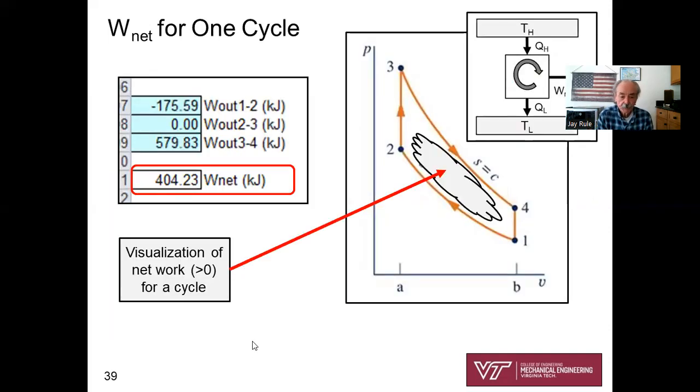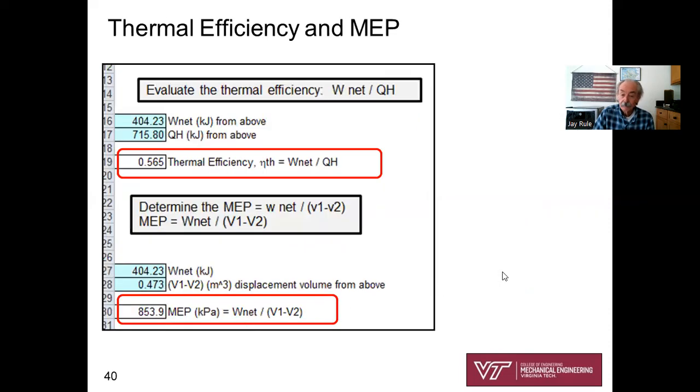Now we're back to the tried and true definition. We're visualizing the net work. The net work is the area within this cycle, just like you covered 4 or 5 weeks ago. The net work, we add up all the works. In this case, there's only 2 to add up, 404.23. Now we can find the thermal efficiency, the net work divided by the heat added, 0.565, 404 divided by 715.8. That was the heat added, process 2 to 3.